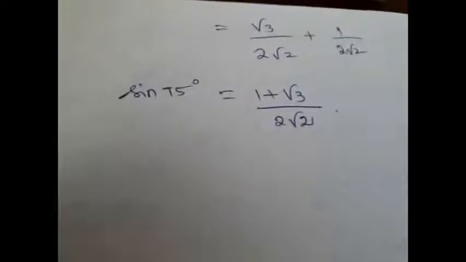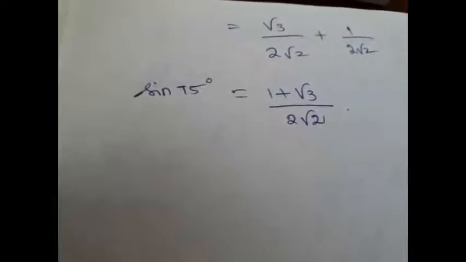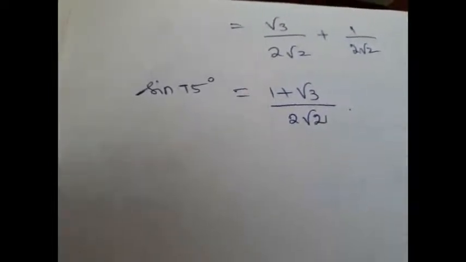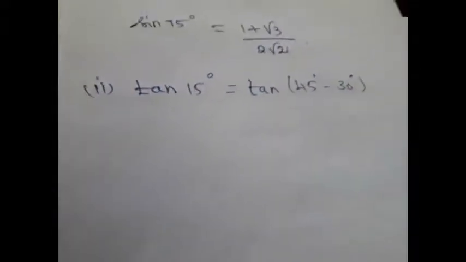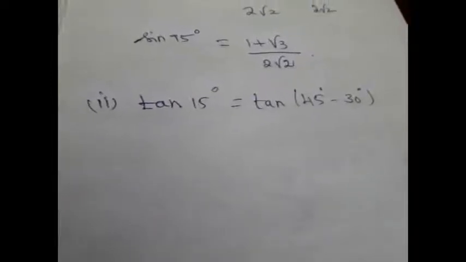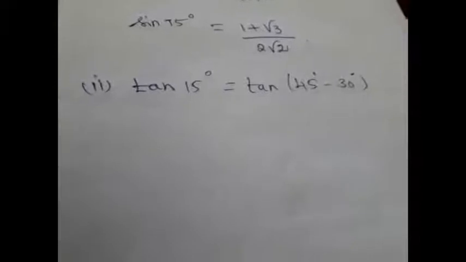Next question is the same as this, tan 15. Try to express tan 15 as a sum or difference of two angles. How can we write it? Tan 15 degree can be written as tan of 45 minus 30. Then apply the tan A minus B formula. What is tan A minus B? Tan A minus tan B divided by 1 plus tan A tan B. You know 45 and 30 are standard angles, so just substitute the values and get the answer. I am leaving this problem to you. Let us move on to the next question.